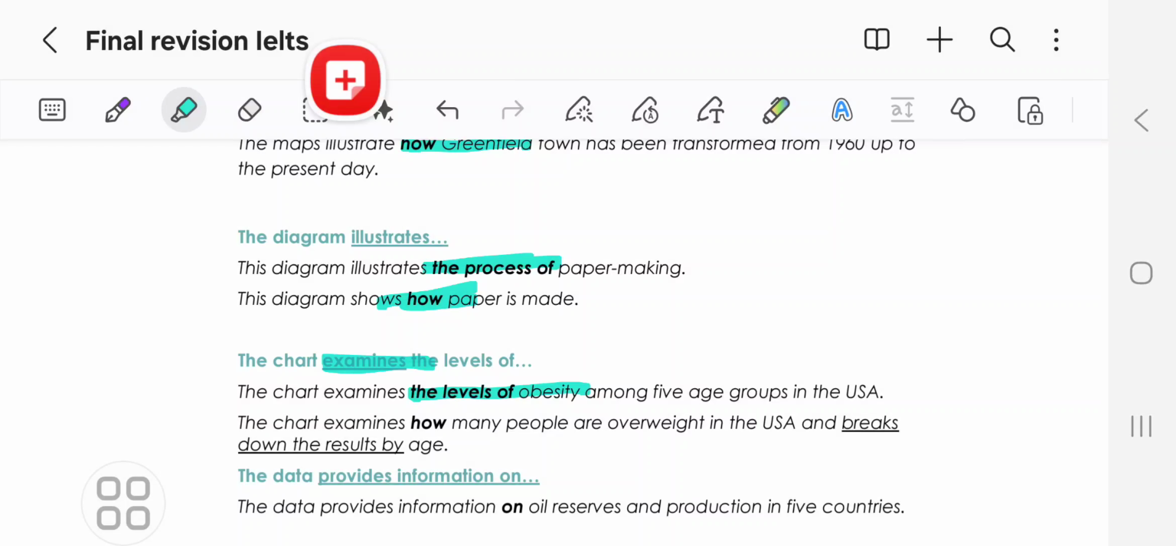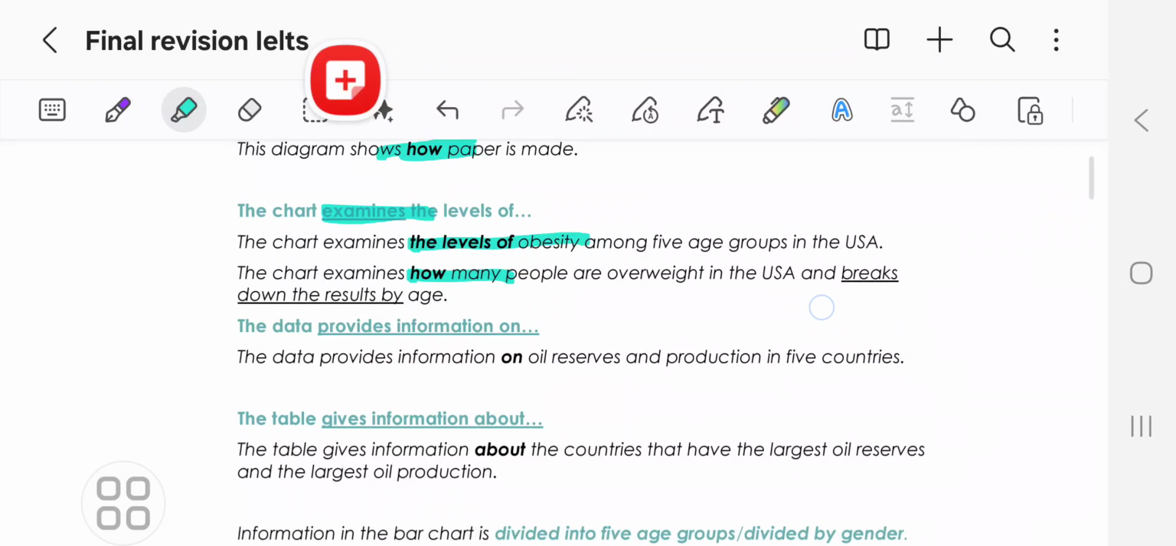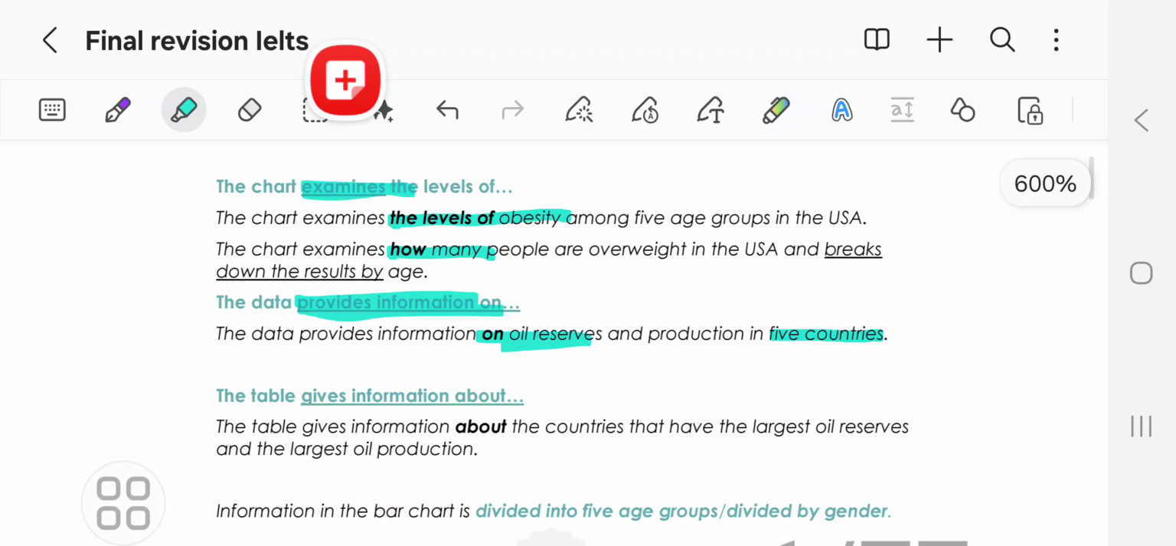So whenever there is something academic, something research oriented, it's better to use the word examines. The chart examines how many people are overweight, and the chart provides information on. So basically, let's say it's talking about some oil reserve and production in 5 countries. So in that case, you can put the chart provides information on. The table gives us information about. So you can talk about the countries which it gives information about.